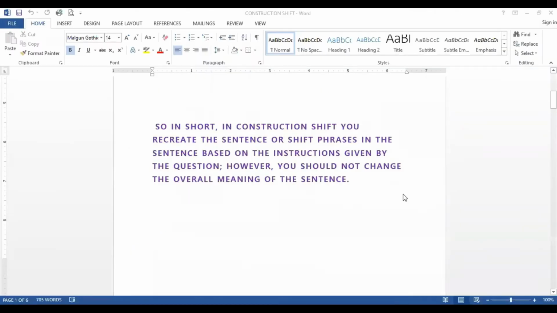Good. So we have here. In short, in construction shift, you recreate the sentence or shift phrases in the sentence based on the instruction given by the question.